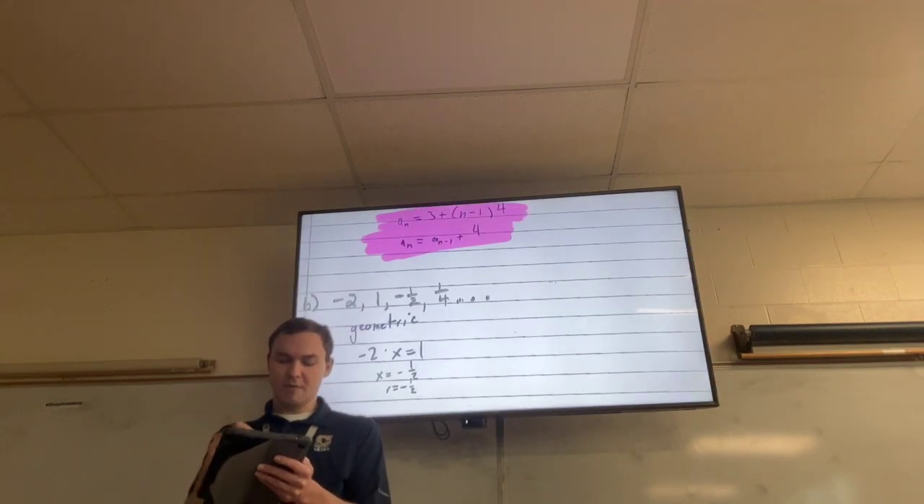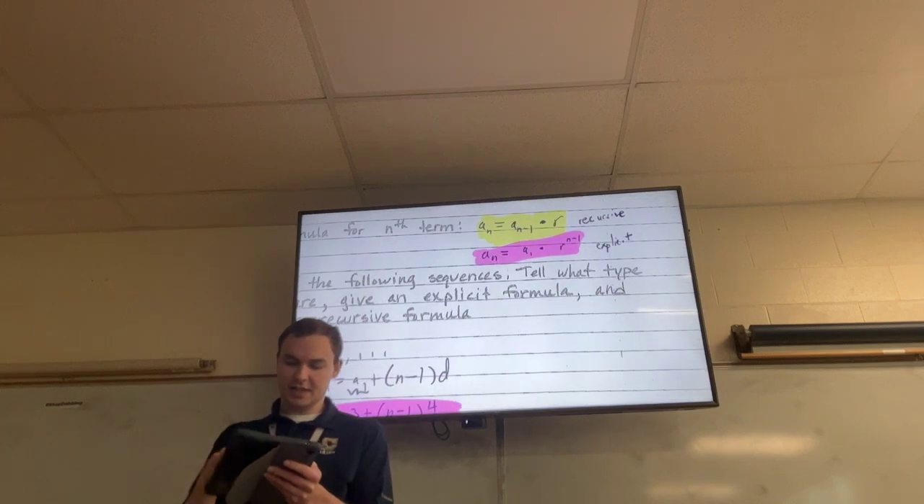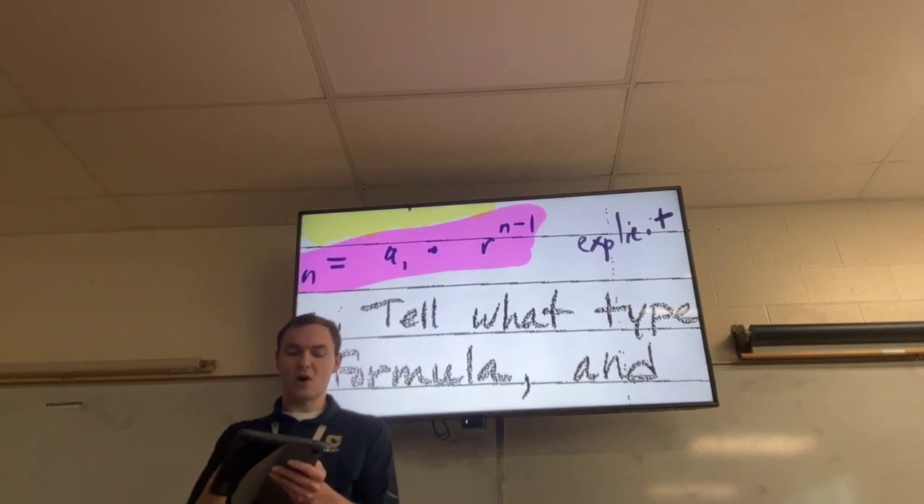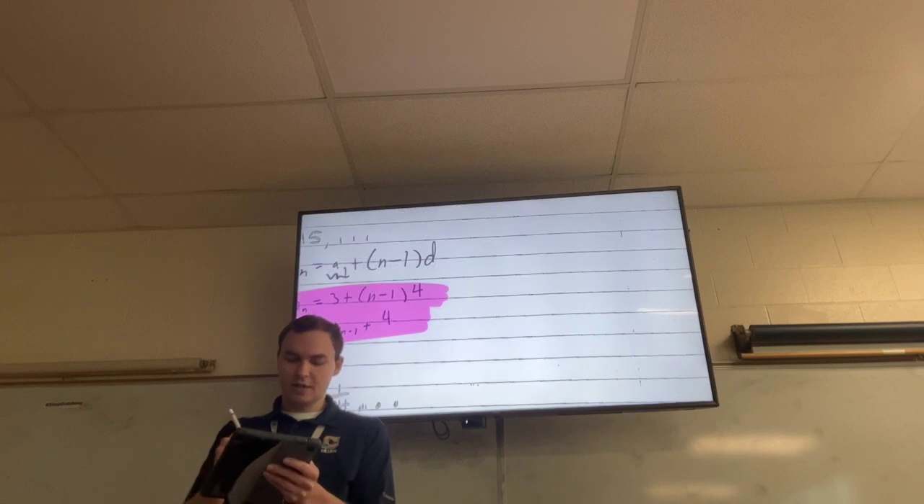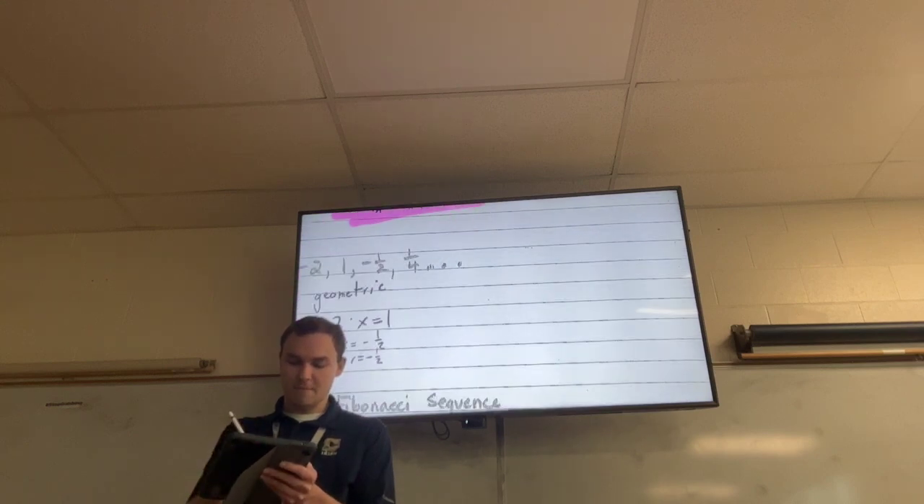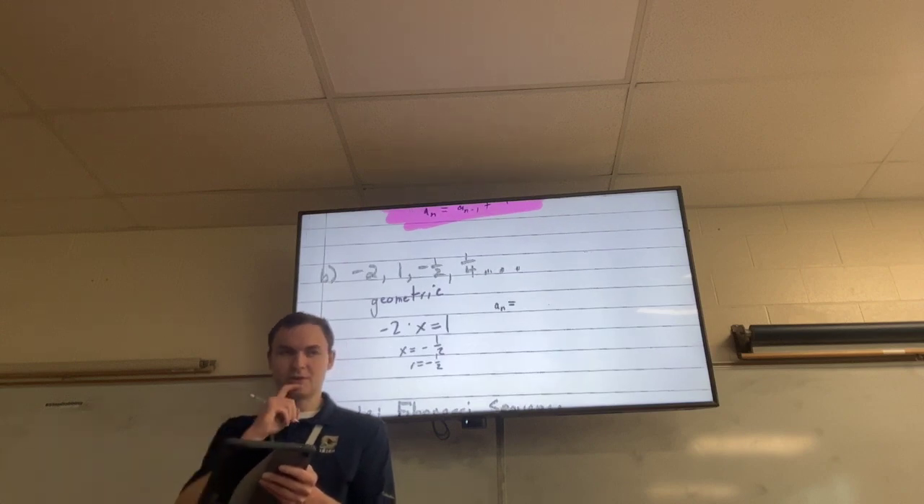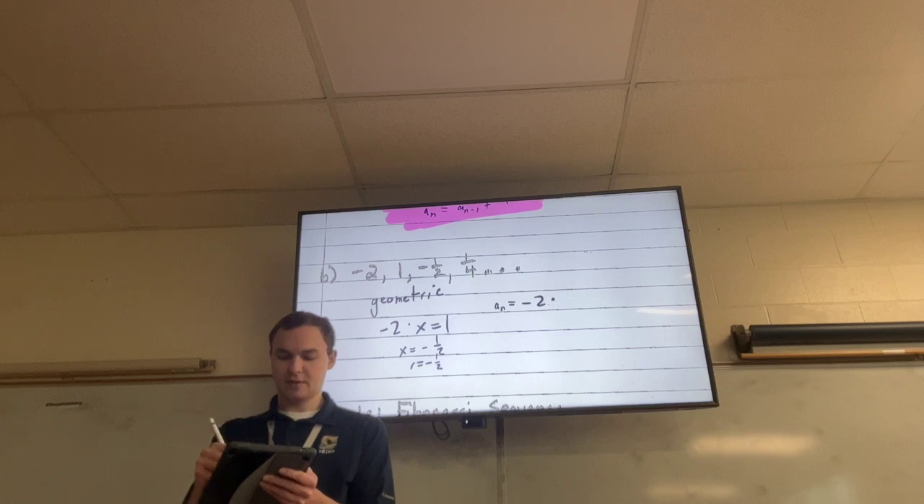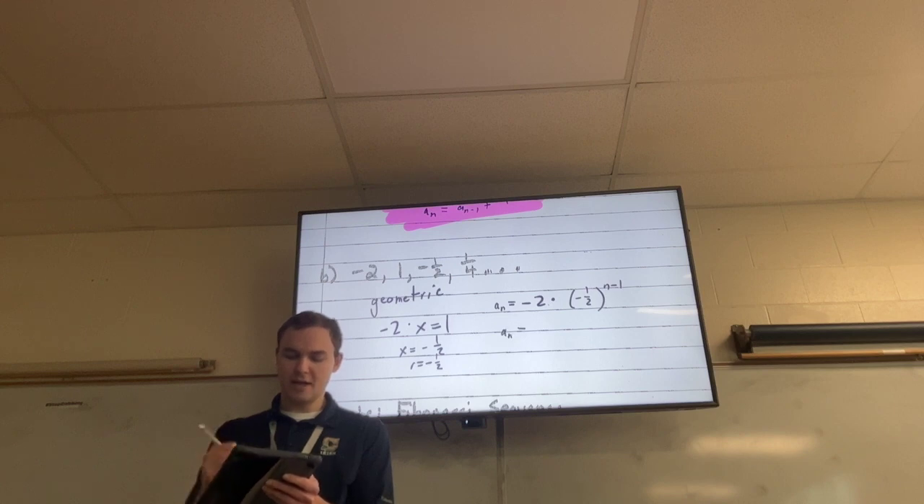So an explicit formula is, let's look at this. The first term times r to the n minus 1. So what's my a sub 1 here? What's my first term? What's the first term in this sequence? -2, then times -1/2 to the n minus 1. That's an explicit formula. The recursive formula is just the previous term times that common ratio.